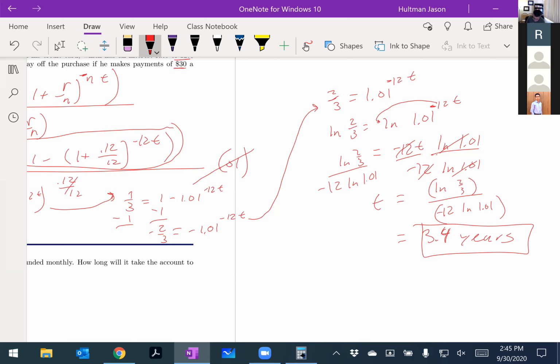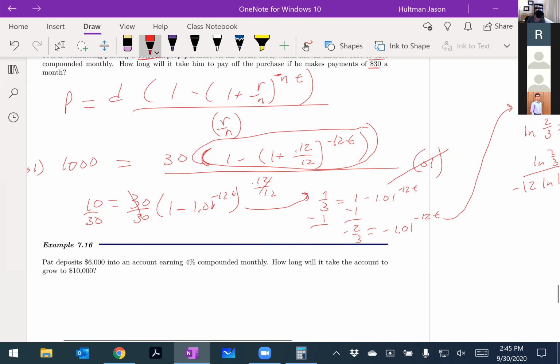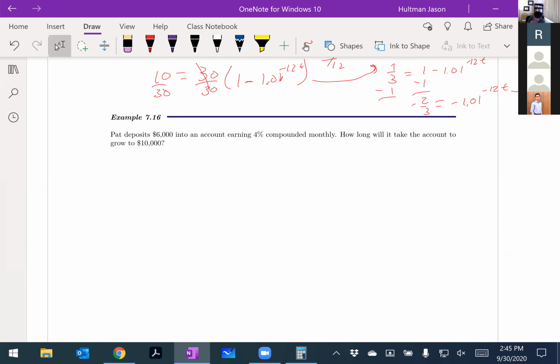Let's try the next one here. Pat deposits $6,000 into an account earning 4% compounded monthly. How long will it take the account to grow? Now this is compound interest, which is a little easier. Oh, it's compounded monthly, I'm sorry. This is P times 1 plus r over n to the nt.